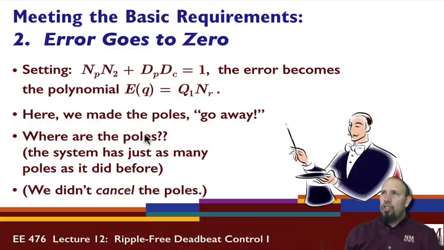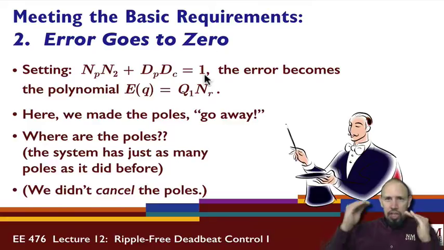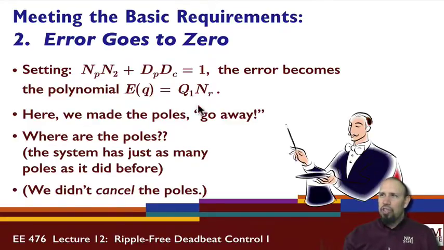Okay, and so where did the poles for the system go? Here's a hint: the system has just as many poles as it did before. So even though this is equal to 1, which was in the denominator, my system still has the same number of poles, which is crazy. We didn't cancel the poles. So what happened to them?